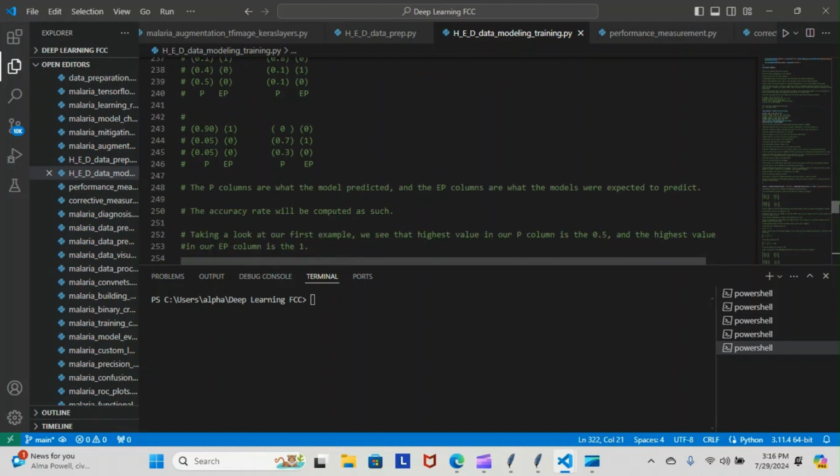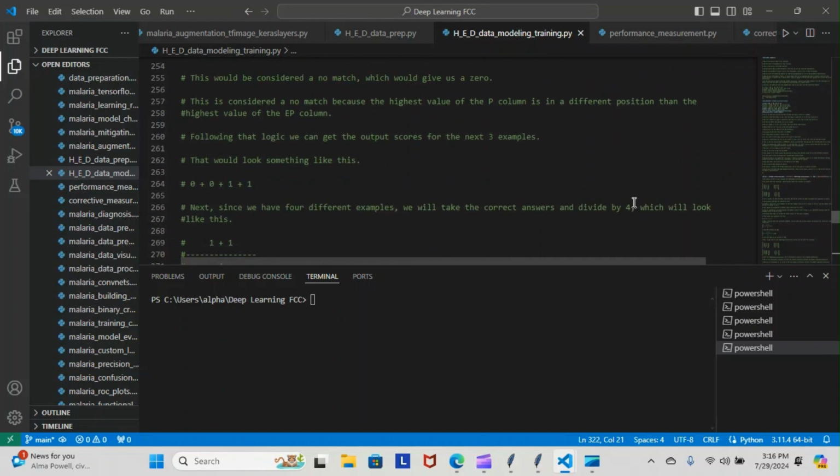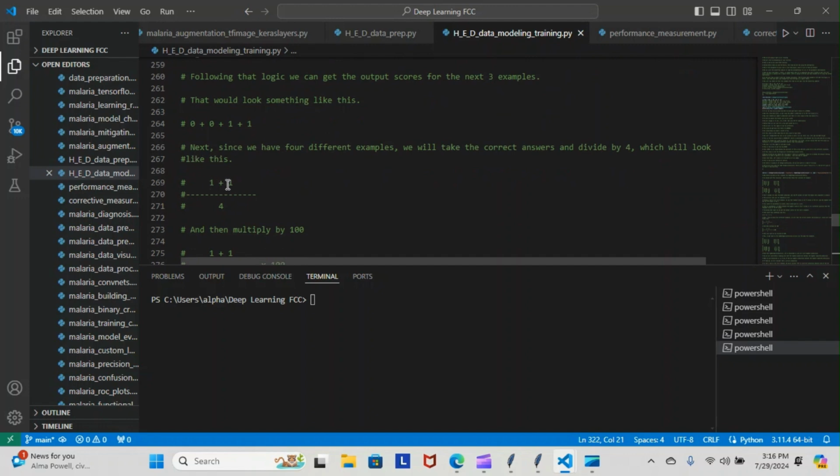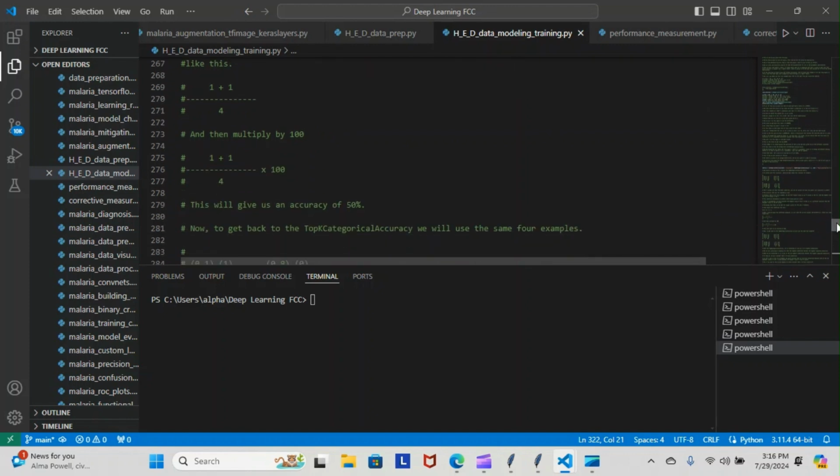And to actually finish calculating that, we would take all of those values and we would draw them out like this. So 0 plus 0 plus 1 plus 1 will represent everything that we just went over: a 0 for the first two and a 1 for the next two. 1 equals correct, 0 means incorrect. And then we would take the number of correct and divide that by the number of examples. So you have 2 divided by 4, which will give us 0.5. We multiply that by 100, and that would give us an accuracy rate of 50% for that model.